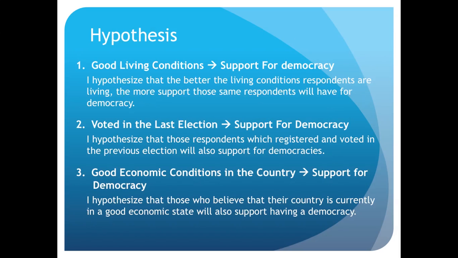The study has 1,200 cases, and my analytical approach will consist of the Reliability Analysis, crosstabs, chi-squared, and ANOVA. For my first independent variable, I have hypothesized that the better the living conditions for respondents in Malawi are, the more likely they will support democracy.